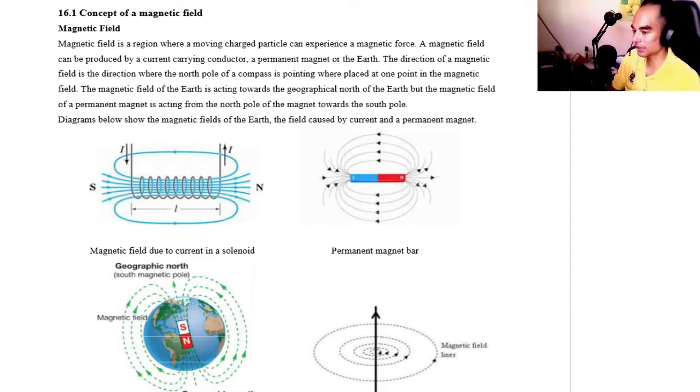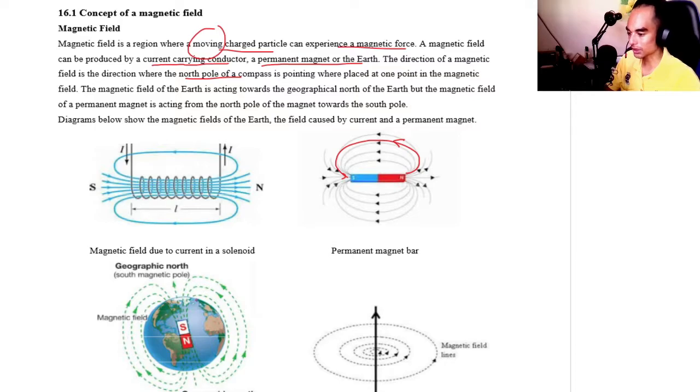Okay, magnetic field, as a moving charge. A charge experiences a magnetic force only when it is a moving charged particle. There are so many sources of magnetic field. One is a current carrying conductor, a permanent magnet, or the Earth, and the direction is from the north pole pointing towards the south pole. So if you have a north, it goes to the south. The magnetic field line from the north goes to the south.